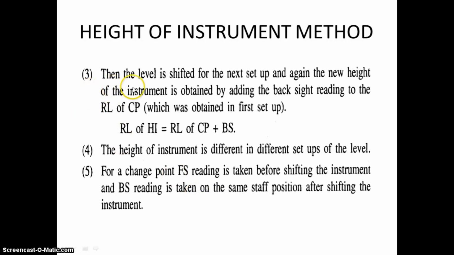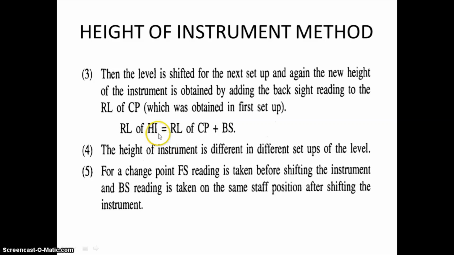Third one, the level is shifted for the next setup. Then the level is shifted for next setup, and again the new height of the instrument is obtained by adding the backsight reading to the RL of change point, which was obtained in the first setup. Now you have already changed your instrument, okay? And once you change your instrument to a new position, you have to calculate your height of instrument again. And here instead of RL of benchmark, you have to take the RL of change point. So RL of HI is equal to RL of change point plus backsight.